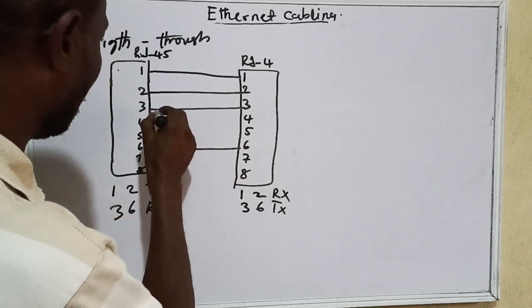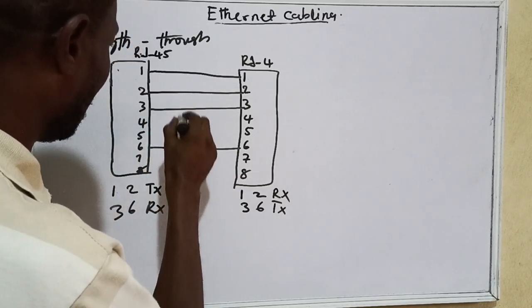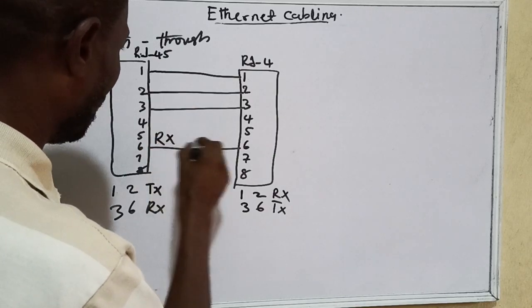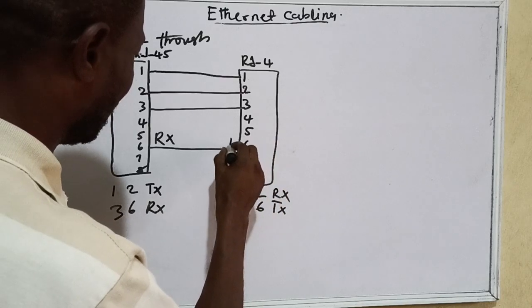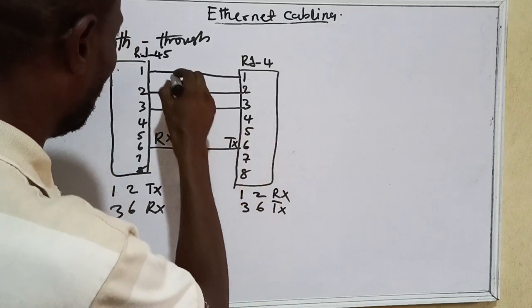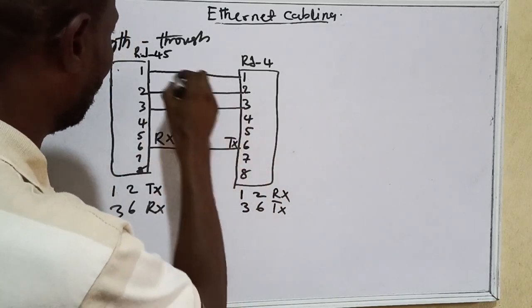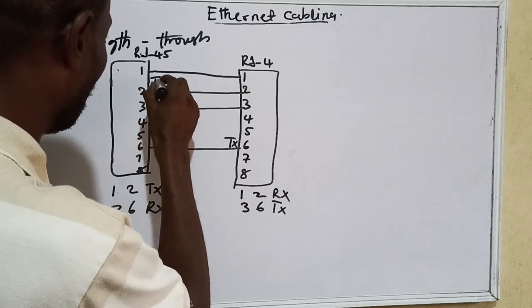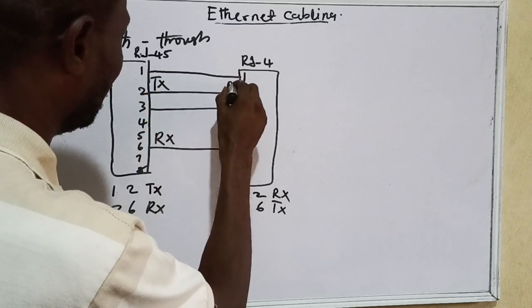Okay, this is 3, 6. 3 and 6 here is for receive, while here is for transmit. Okay, look at 1 and 2. 1 and 2 here, 1, 2 for transmit and for receive.